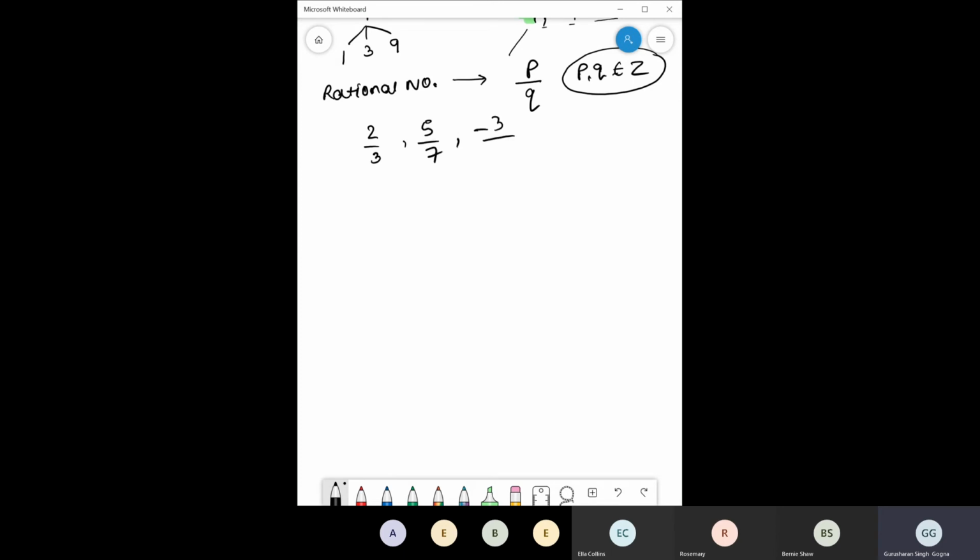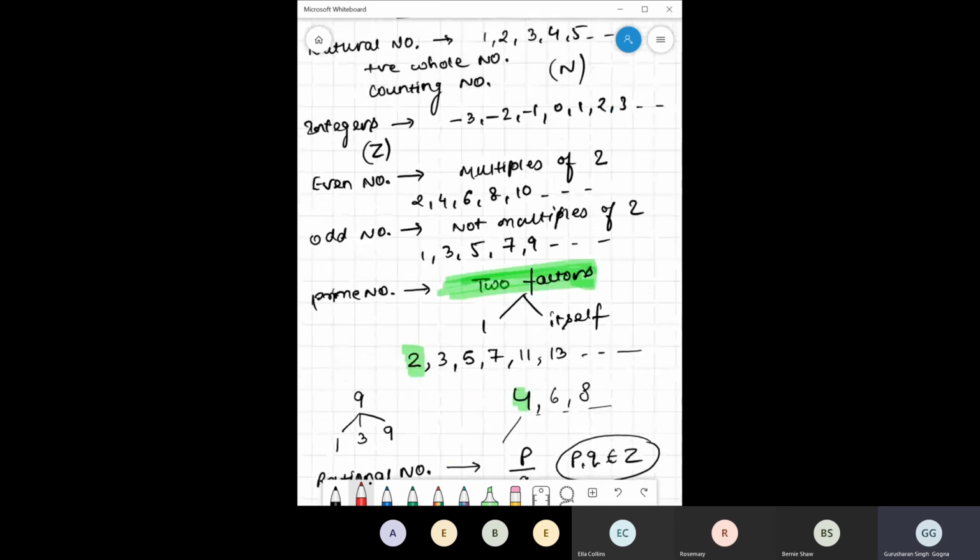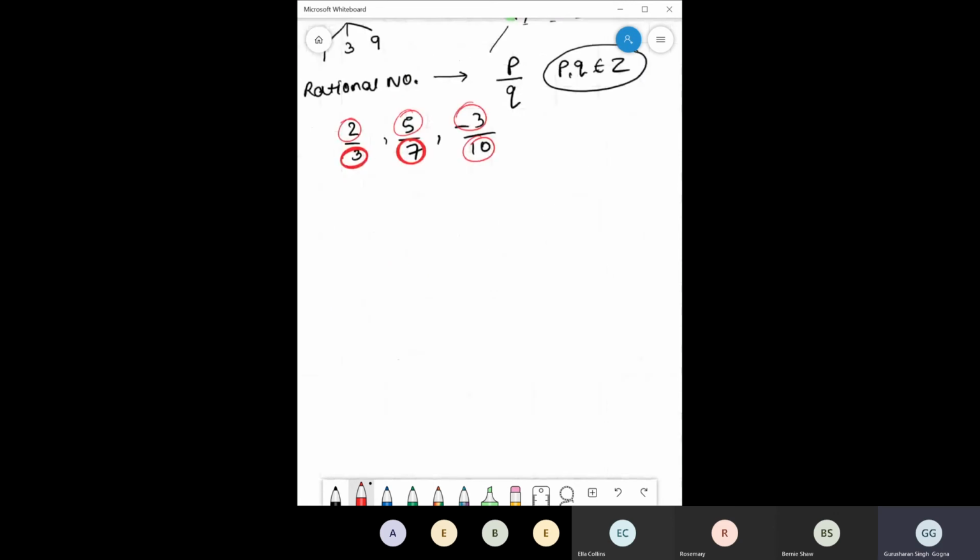Minus 3 over 10 is a rational number. Why are they rational numbers? Because the top number and the bottom number both are integers. What are integers? We already discussed. Negative, positive whole numbers, including 0. These are integers. So even if you write, let's say 5, I can write down 5 as 5 over 1. So it can be considered as a rational number as well.